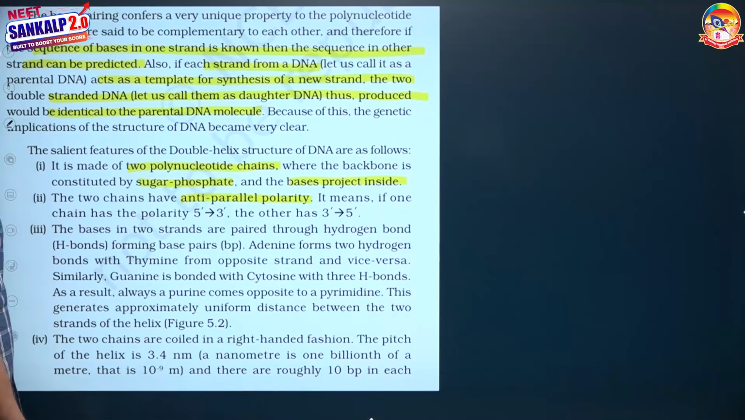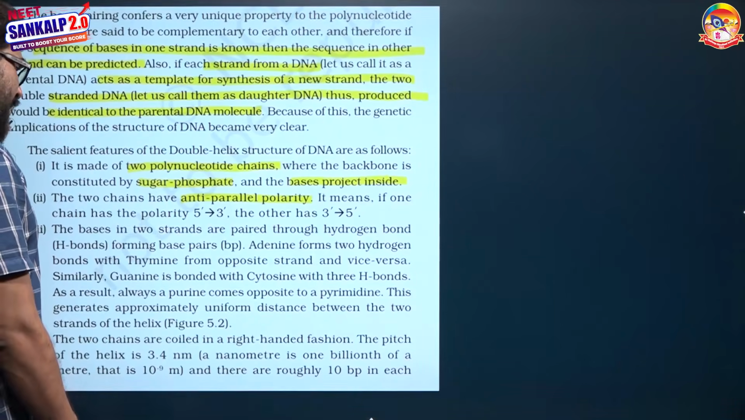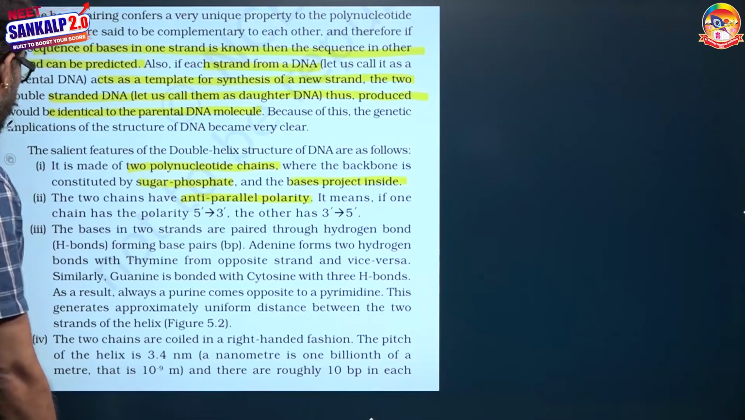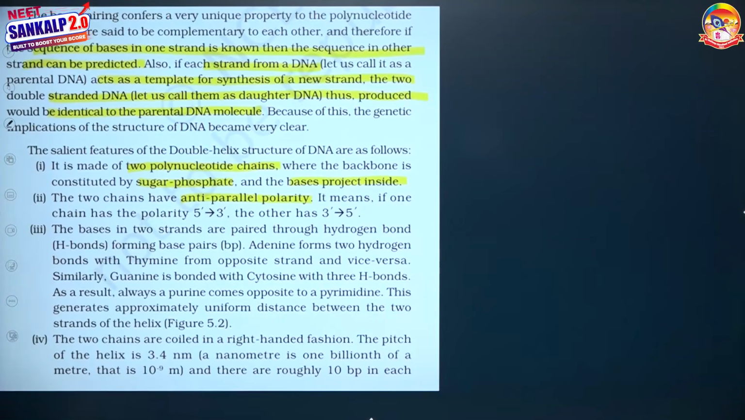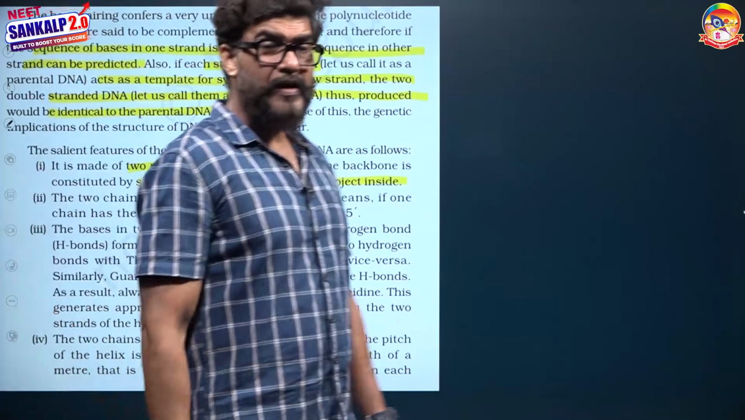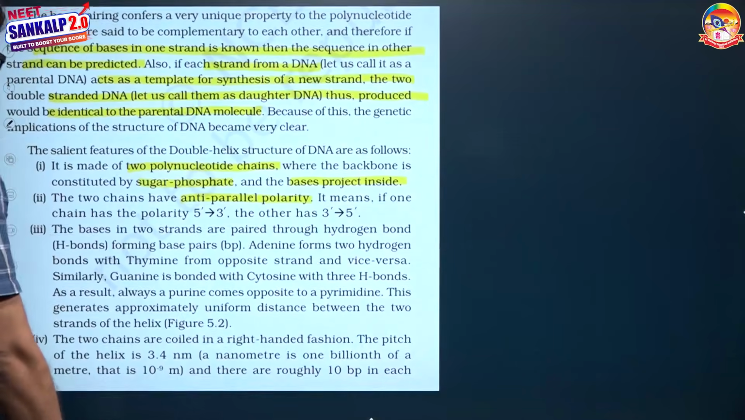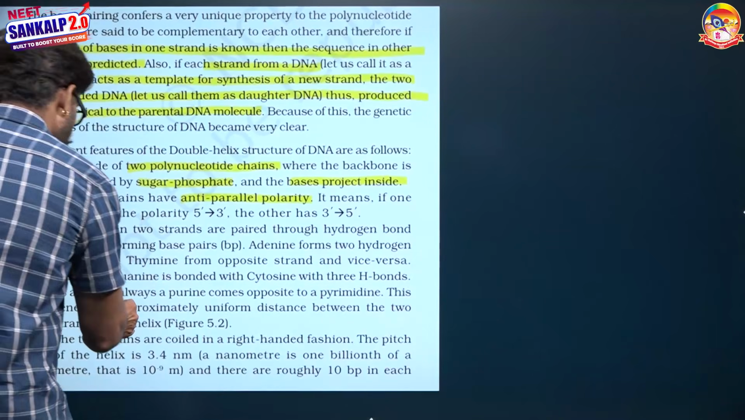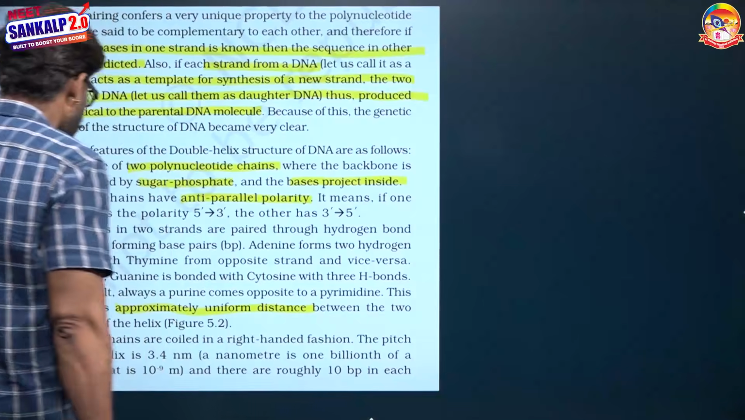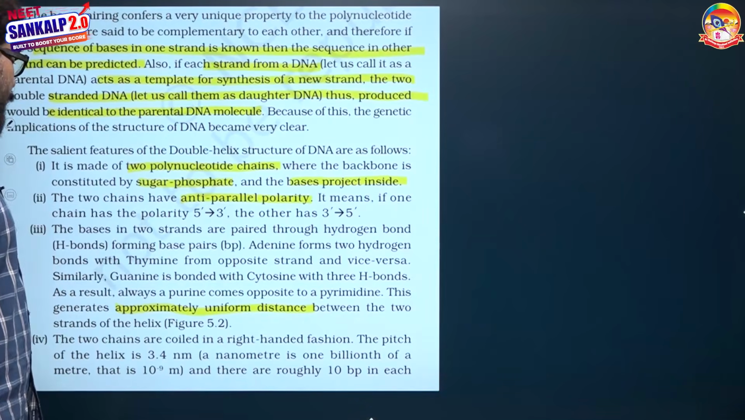The bases in the two strands are paired through hydrogen bonds, and that is called base pairing. Adenine forms 2 hydrogen bonds with thymine, and guanine forms 3 hydrogen bonds with cytosine. Because a purine always pairs with a pyrimidine, the diameter of the DNA remains constant. This pattern of pairing generates an approximately uniform distance between the two strands of the helix. The two chains are coiled in a right-handed fashion.